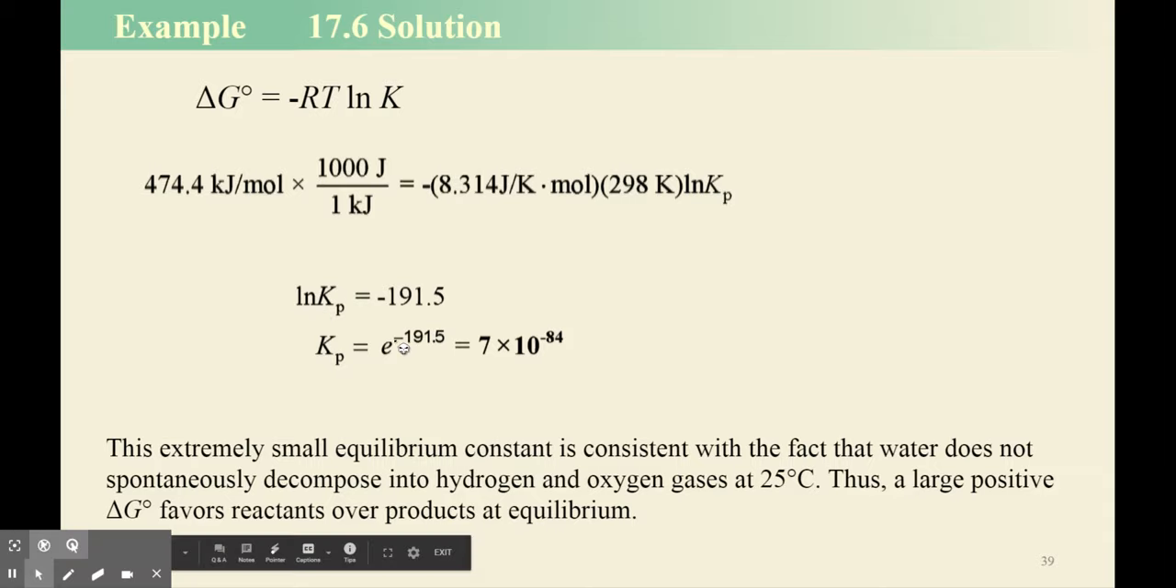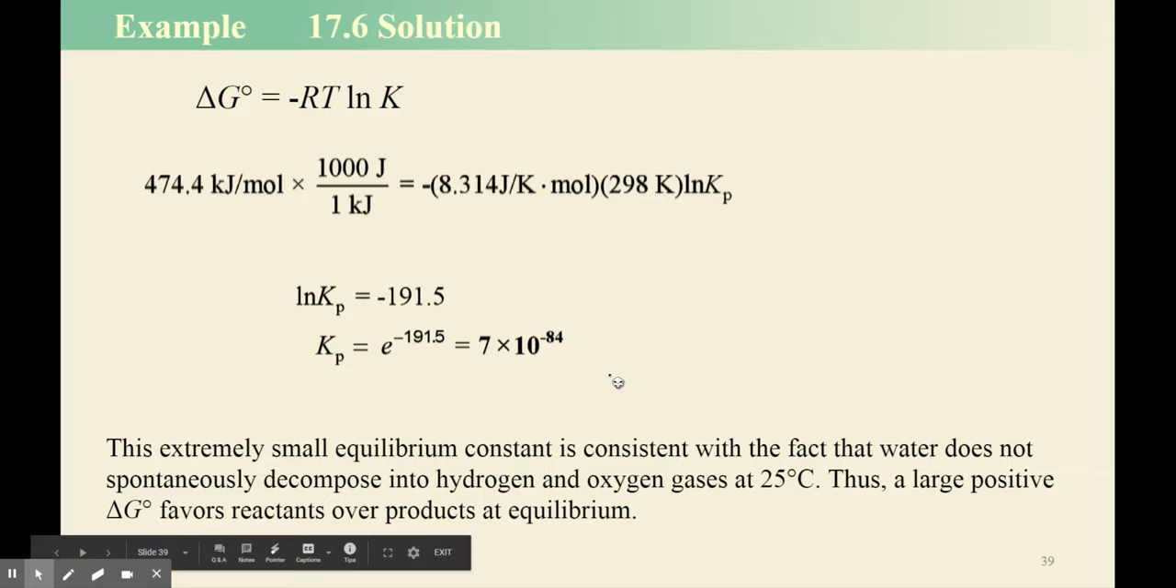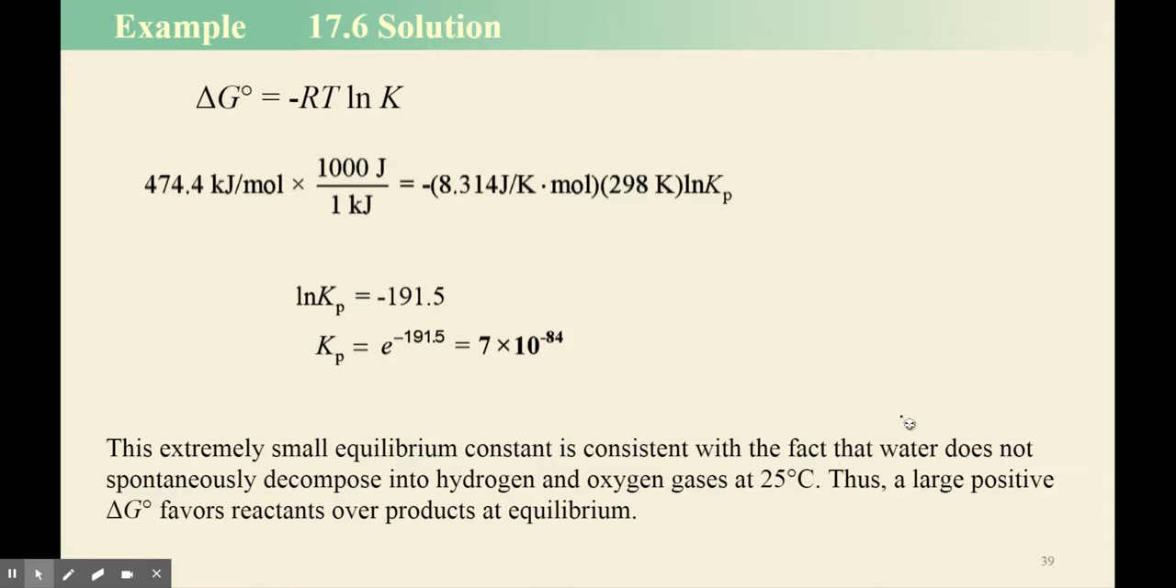Then we take our anti-log, raise it to E, and we get 7 times 10 to the negative 84th. And so that very, very small value tells us that, yeah, water does not spontaneously decompose. It's not favoring. So we get that from either this very, very small K, or the fact that delta G was very, very positively large.